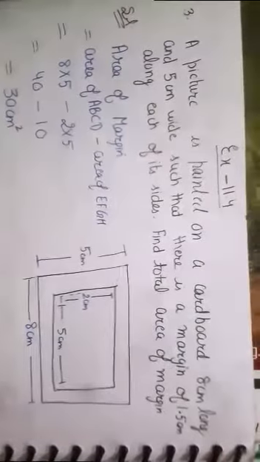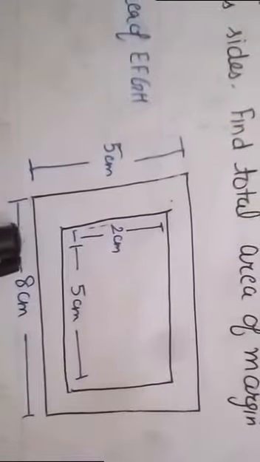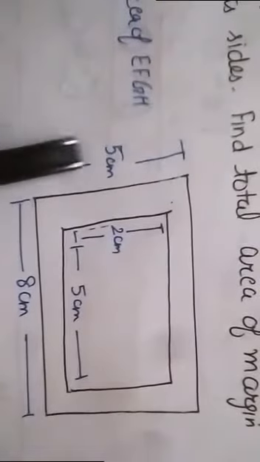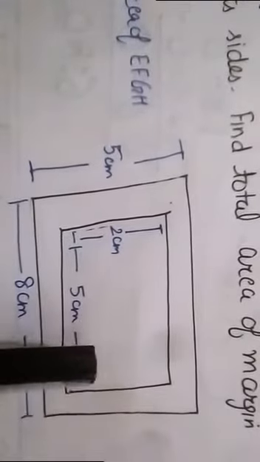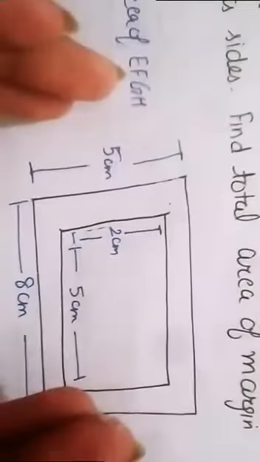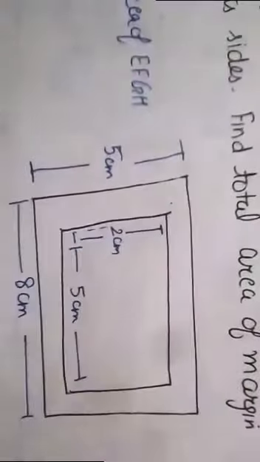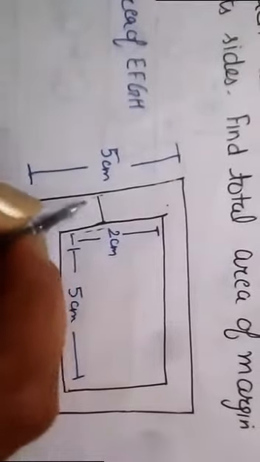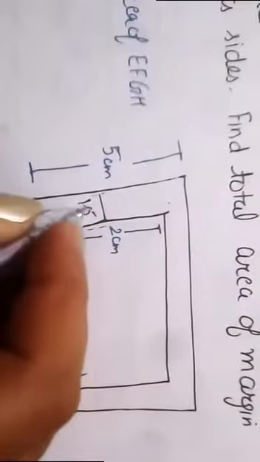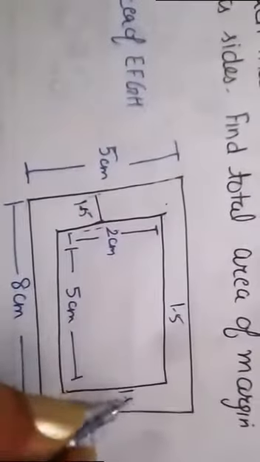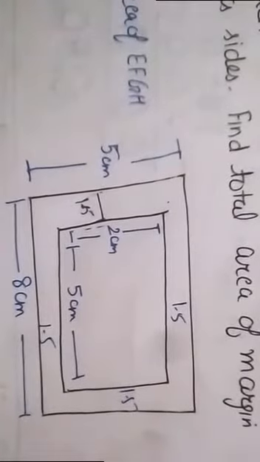Okay, so what is given? It is given a cardboard, suppose I have drawn this picture. Suppose this is the cardboard and its length is 8 centimeter and its breadth is 5 centimeter. The picture is painted by leaving a margin. Margin is always inside the figure. So this is the margin, and the margin is of 1.5 centimeters from all the sides: 1.5 from here, 1.5 here, 1.5, 1.5.